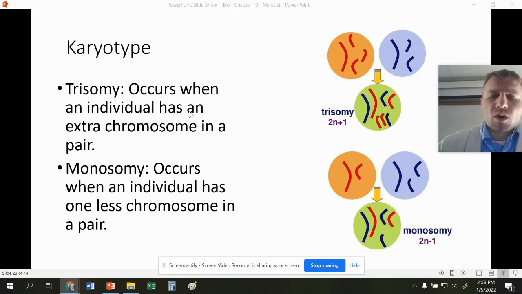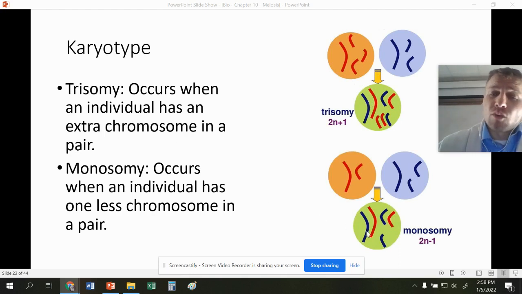What those non-disjunctions can do is they create something called trisomies or monosomies. Trisomies occur when there is one extra, and you can see there's an extra chromosome here. People with trisomies have major challenges to life, I like the word challenges here, and they just have an extra chromosome. That's it. And we're going to go over some of the examples here in a second.